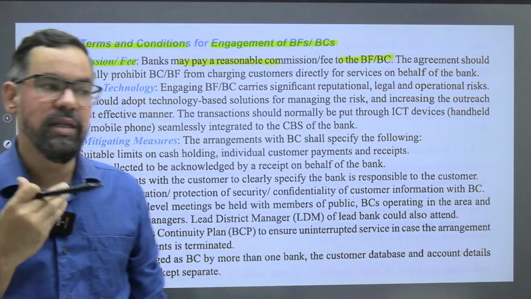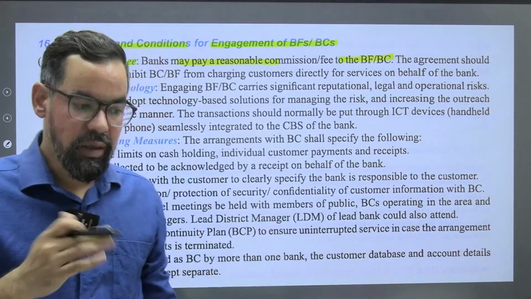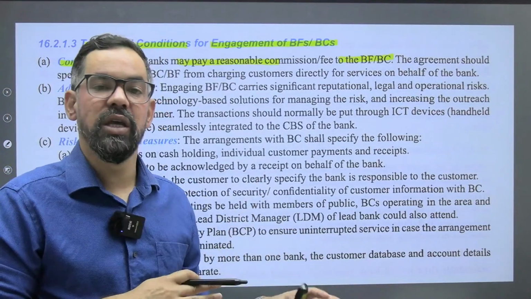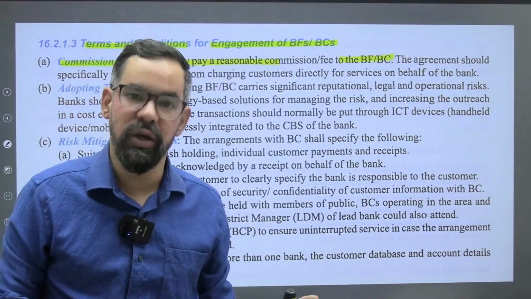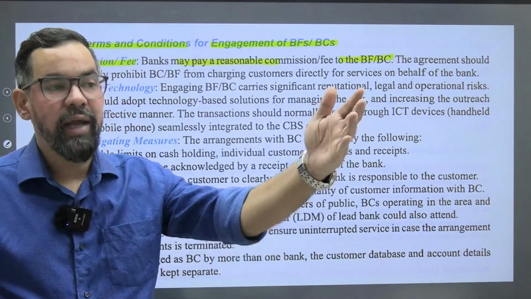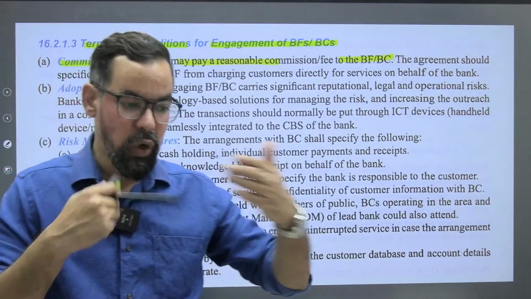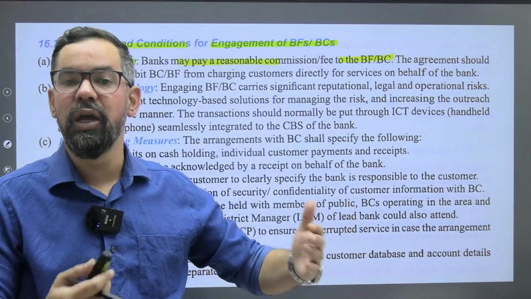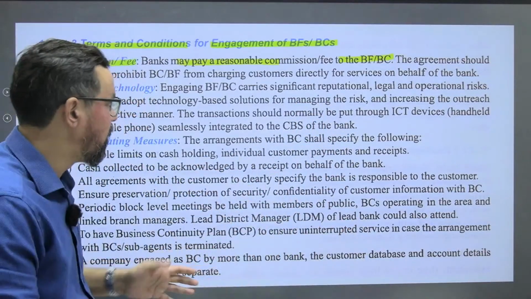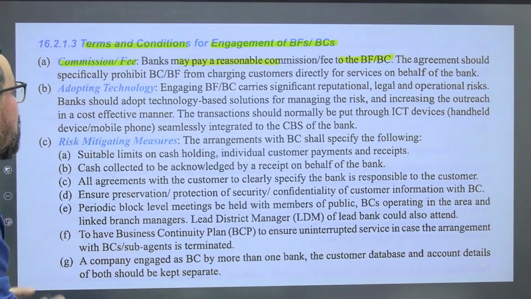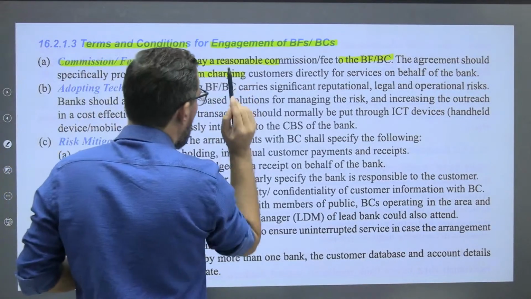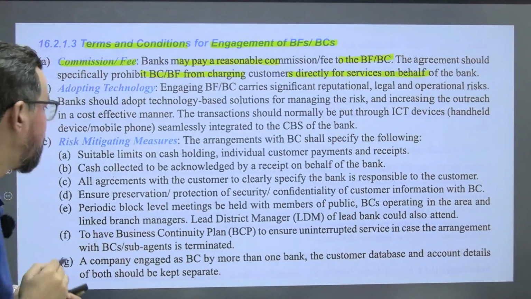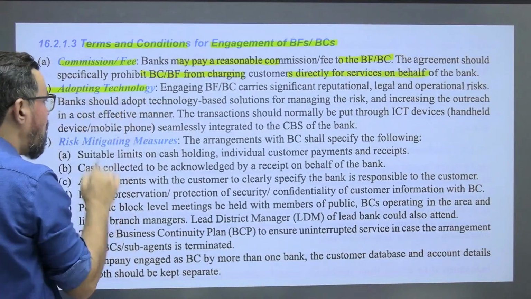Basically, let's say if they are selling some product, it can be product wise or it can be आपका value wise, ठीक है? Let's say if you make a sale of 100 rupees for us, we will pay you 5 rupees or 10 rupees, ठीक है? Or if we are in a process of acquiring more and more customers, then the number of customers you acquire, we will pay you per customer and all. The agreement should specifically prohibit BC and BF from charging customers directly for services on behalf of the bank itself.